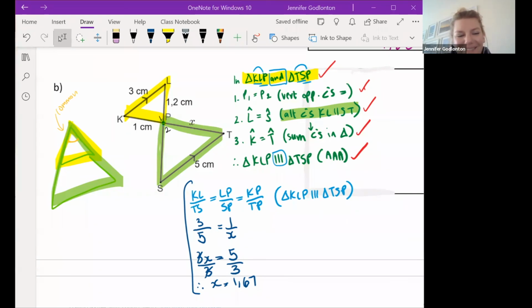Ma'am, I just want to clarify something. The first reason, it was P1 equals P2 and then vertically opposite. Could you not have said KLP and TSP then vertically opposite? No. This angle here and this angle here are not vertically opposite, they're alternate. So we would have to use this reason. Okay.